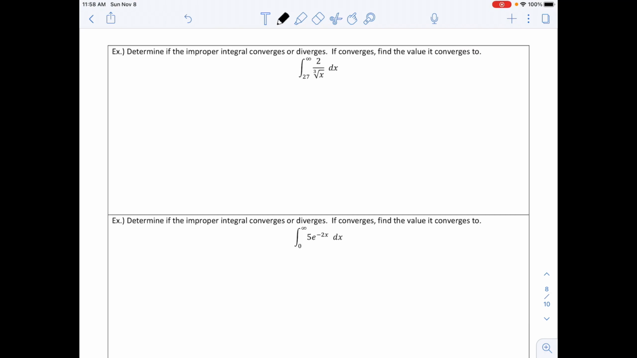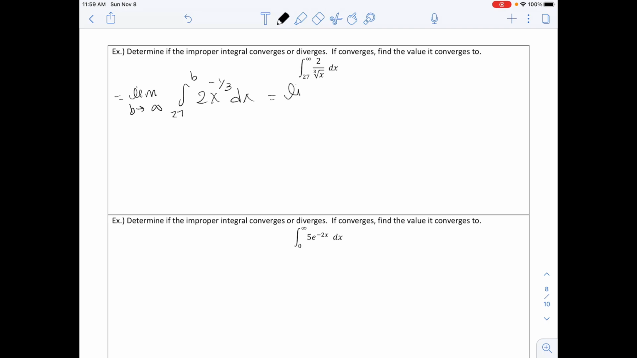The next example that we have says determine if the improper integral converges or diverges. And if it converges, then find the value it converges to. So I'm going to rewrite this, and then we can take a look at the definition also that was on the previous page, because this is written in that form. And so from here, I'm going to rewrite this as the limit as, we'll say b approaches positive infinity. This is going to be the integral from 27 to b of 2 x to the 1/3 power, and again, since it's in the denominator, it would be negative, and then dx.